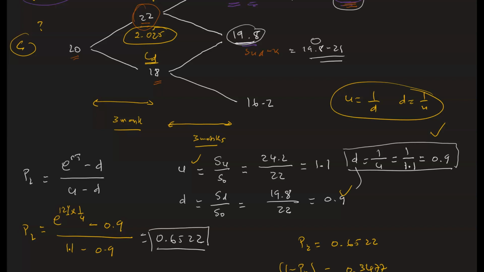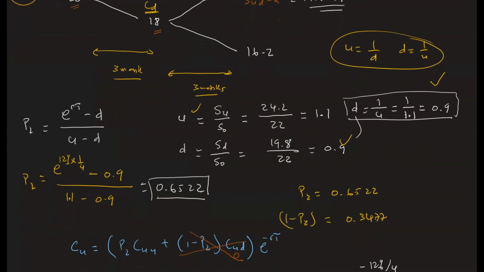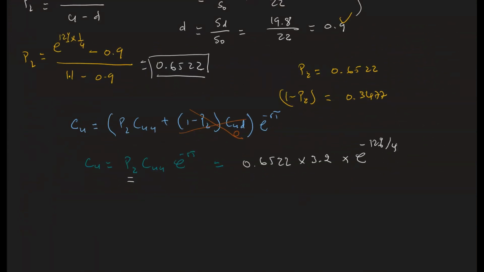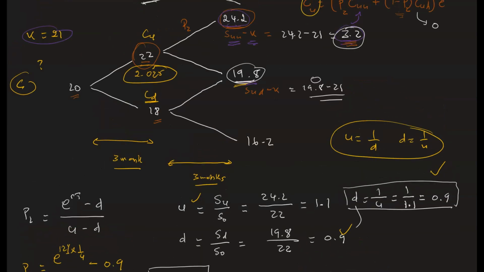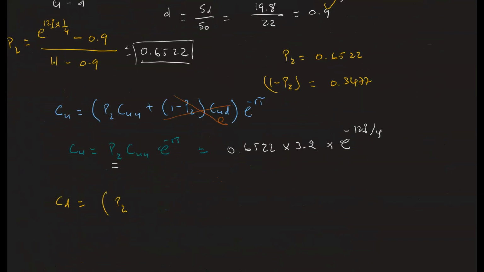Now we need to find call down. And we're going to apply the same thing, right? Call down is going to be equal to P2, but this time we're going to say call down up, right? And then call down down. So what we're going to have is call down up plus 1 minus P2 call down down, and then we're going to take the present value of that.